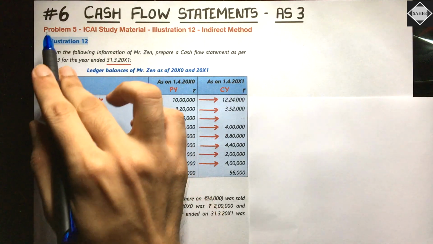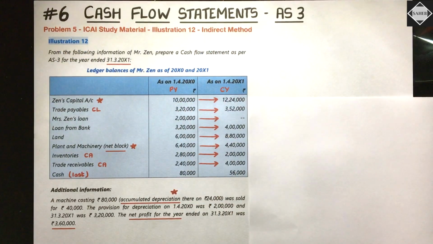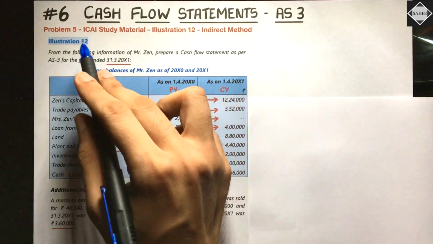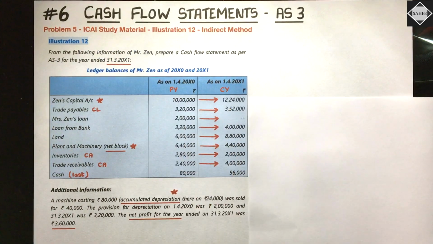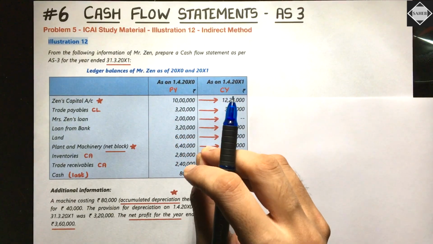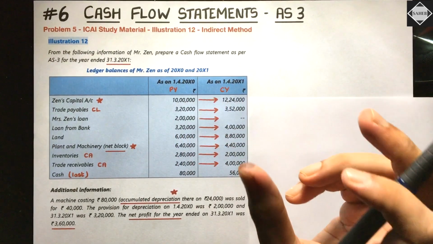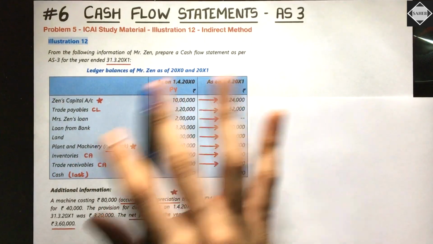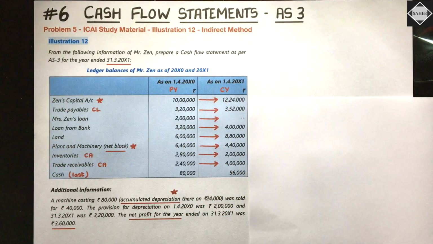Today in this sixth video of the cash flow statement chapter, we are going to solve our fifth problem, and this question is from the ICAI study material, as you can see over here, illustration 12. Now this is a very important question because here we have got a hidden adjustment of drawings. Alright, so let's analyze this question and let's understand how to do this.